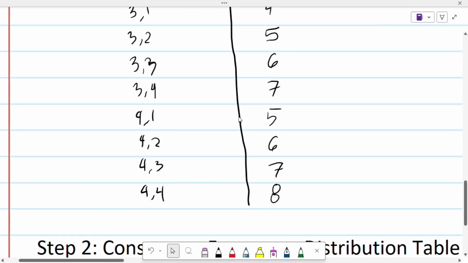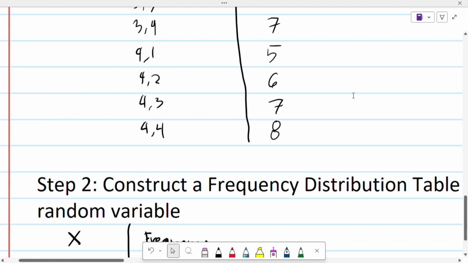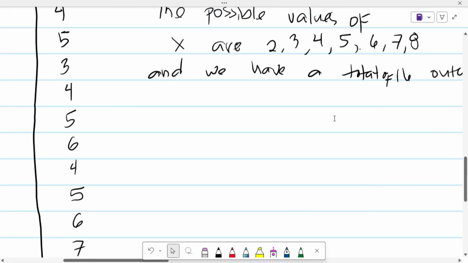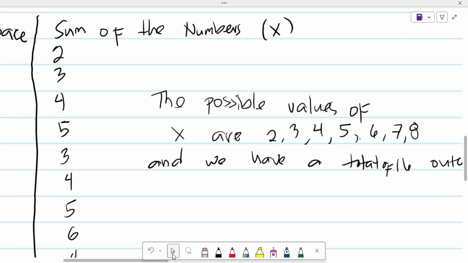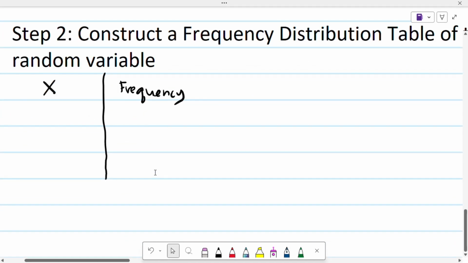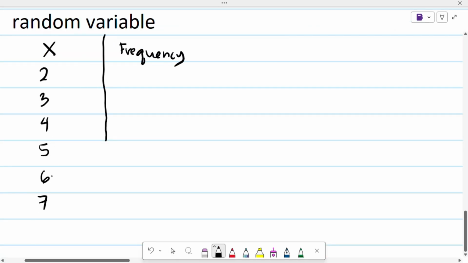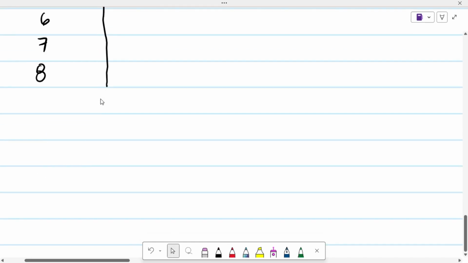Again, what are the possible values of random variable x? We have 2, 3, 4, 5, 6, 7, and 8. So you write it here below. Let us continue this.